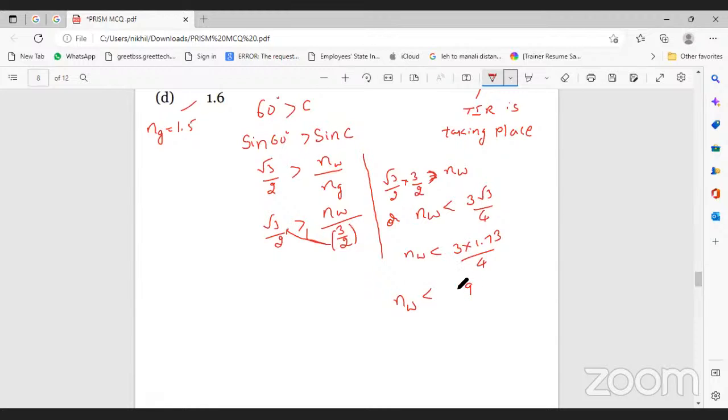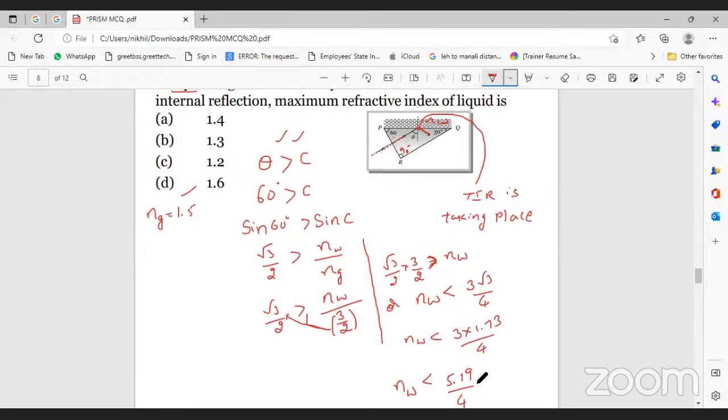3 3s are 9, 3 7s are 21. It is close to 5.19 by 4. Or I can take approximately 5.2 by 4. What is 5.2 by 4? 1.3, right? So the refractive index of water should be less than what?